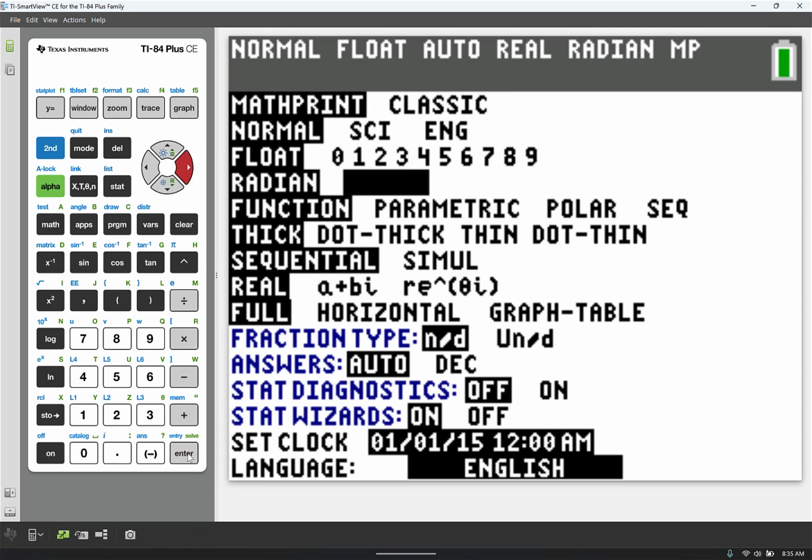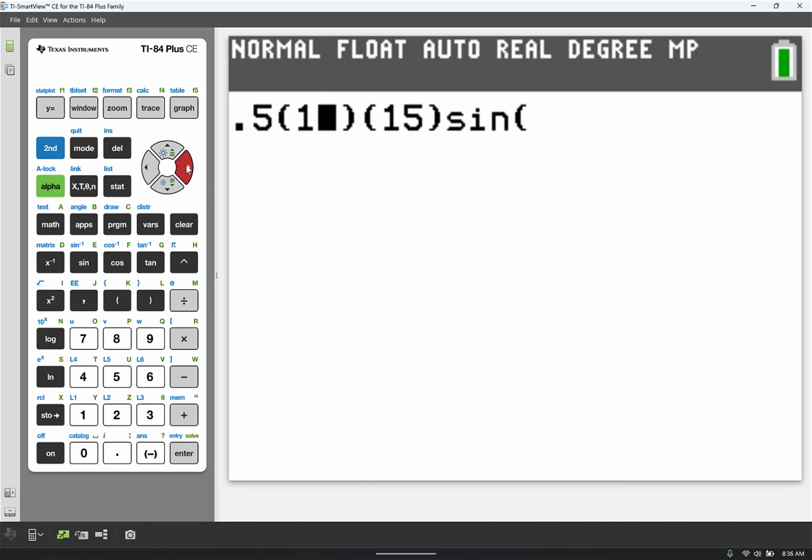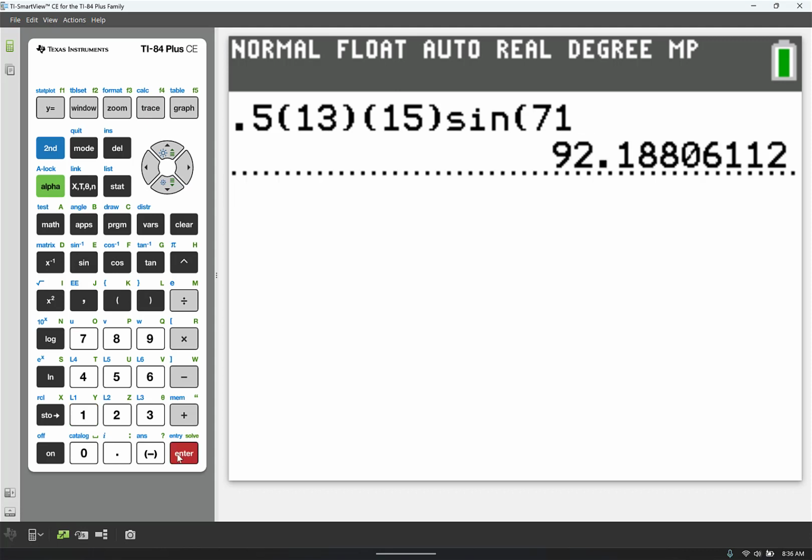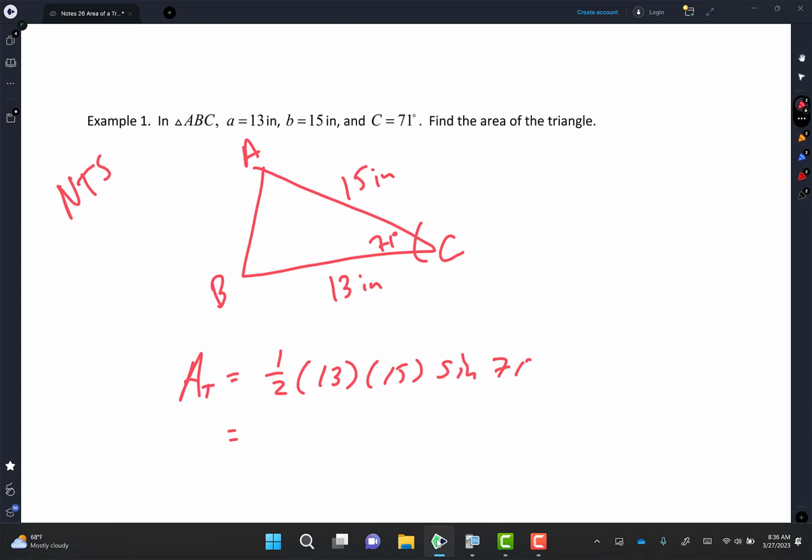Sorry, guys. Degree. There we go. And let me scroll all the way back to the right. Sine 71. Enter. Did everyone get that answer? Perfect. At least 3 digits after the decimal, or thousandths place. 92.188.